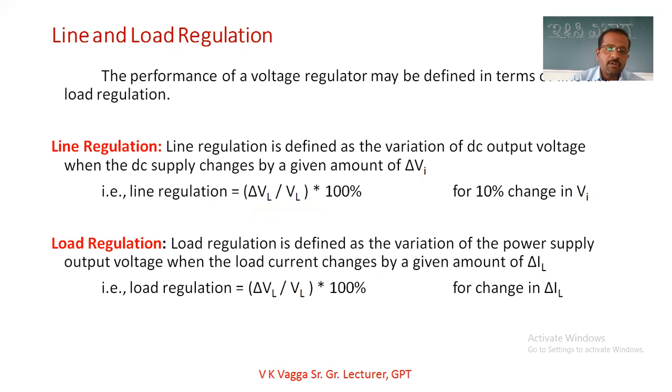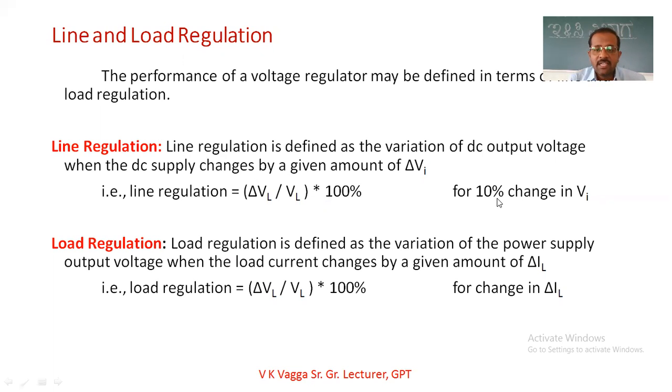Line regulation is defined as the variation of the DC output voltage when the DC supply changes by a given amount, delta Vi. It is given by line regulation equals delta VL divided by VL into 100%, for the 10% change in the input Vi. So if the output voltage varies according to the variation of the input voltage of the regulator, how much will it change if the input voltage changes by 10%?